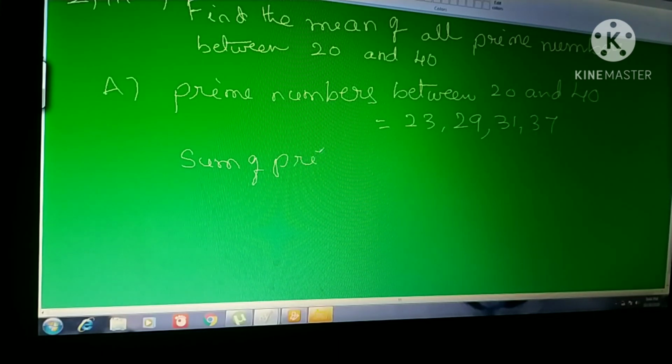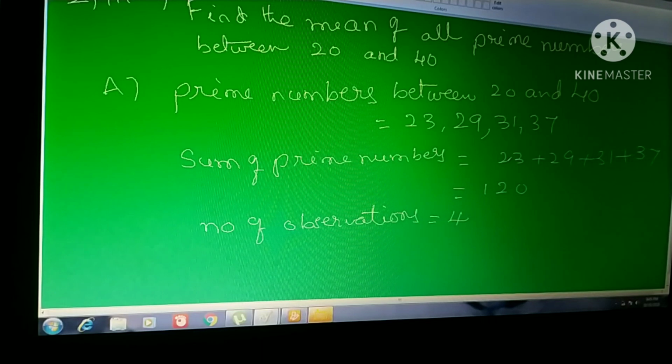Now sum of prime numbers. How much here? 23 plus 29 plus 31 plus 37. So what is the sum here? 120. Now number of values. That means number of observations we are taking here. Prime numbers between 20 and 40. So in between 20 and 40 we have 4 prime numbers only: 23, 29, 31, 37. Okay. So how many are these here? Only 4.